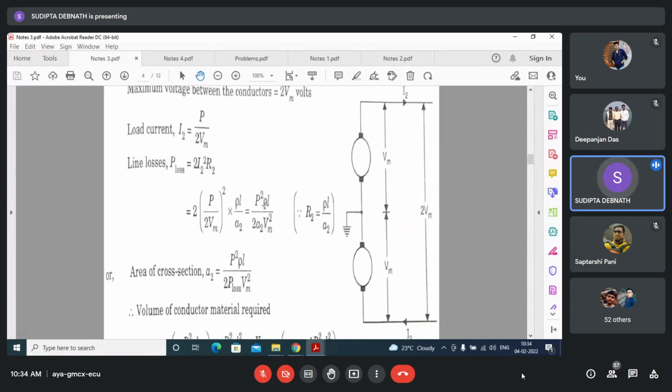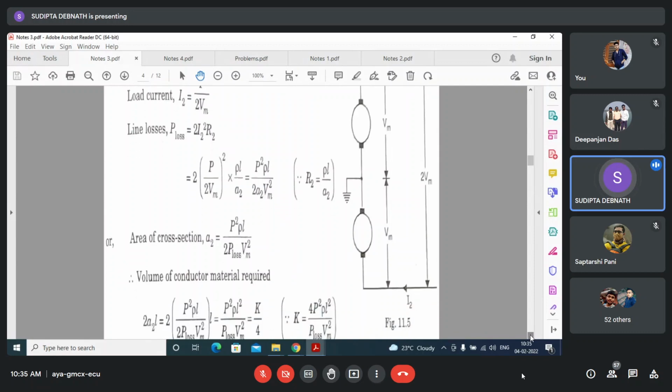Now area of cross section, what will be the area of cross section? So just take A2 on the left hand side. This is A2. So where has the difference occurred? Difference has occurred at this point. In the previous one, it was just Vm, but here twice Vm.